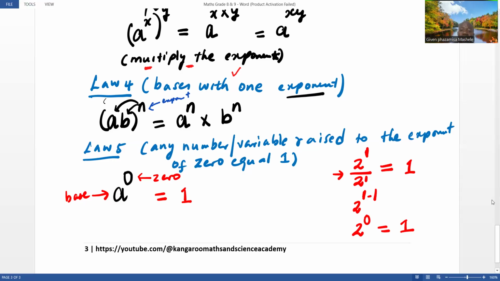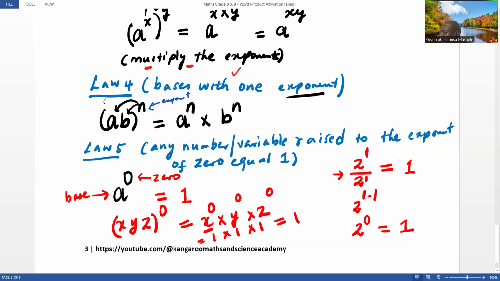It does not matter which number. For example, even if we say x, y, z, everything raised to the power of 0, this will be 1, because if we use the previous law, law 4, this will be x to the power of 0 multiplied by y to the power of 0 and multiplied by z to the power of 0. And we know any number raised to the power of 0 is 1. So it will be 1 by 1 by 1, which will just give us 1. So any number to the exponent of 0 is always 1. This one is straightforward.